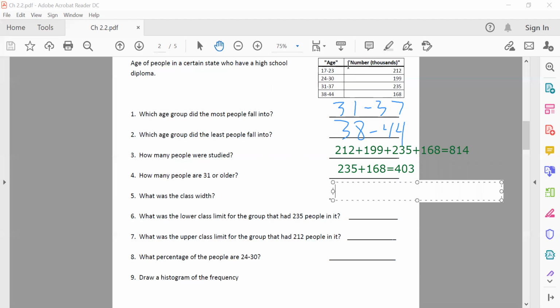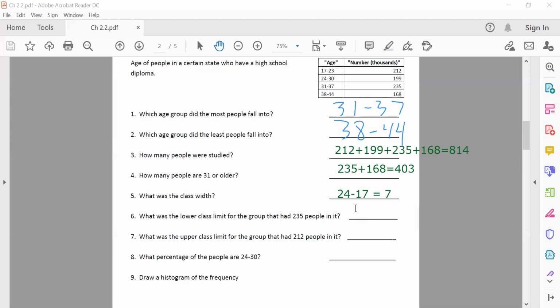The class width, we argued, you take succeeding classes, so we'll just use the first two, and take the difference in the lower class limits. So 24 minus 17 equals 7. So the class width is 7. You just as easily could have used the second and third, 24 and 31, and that still works out to 7.